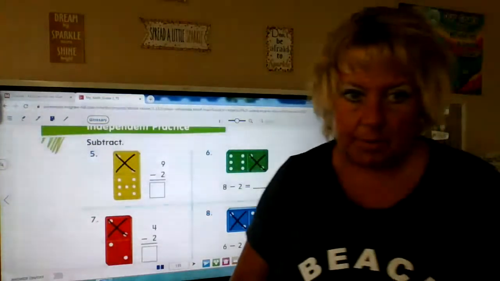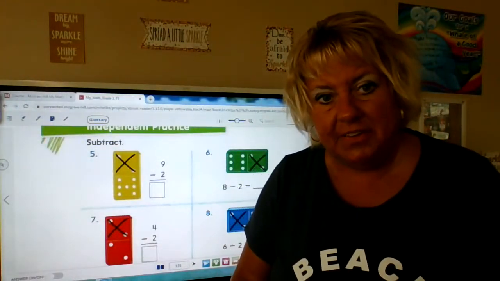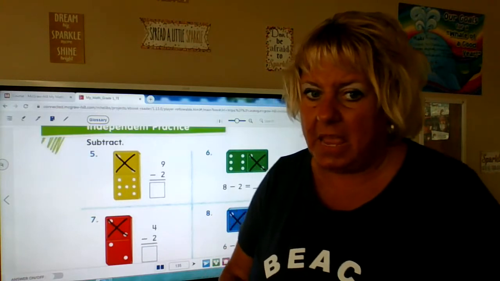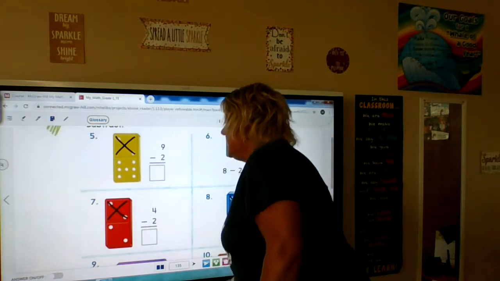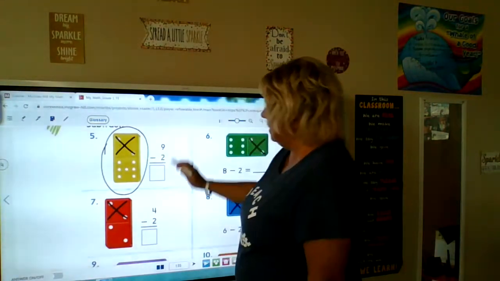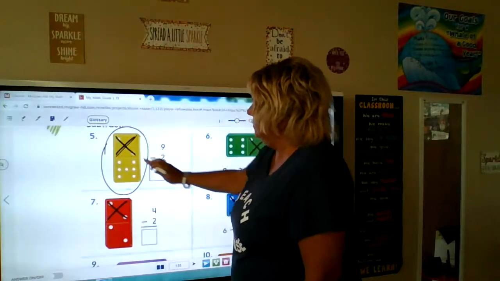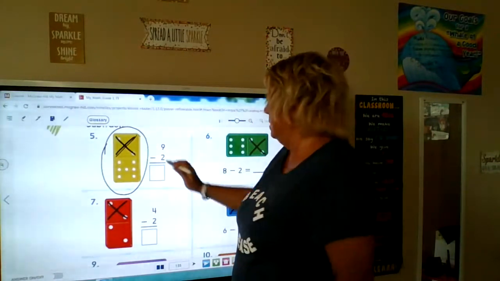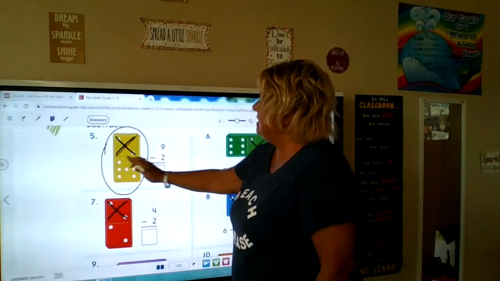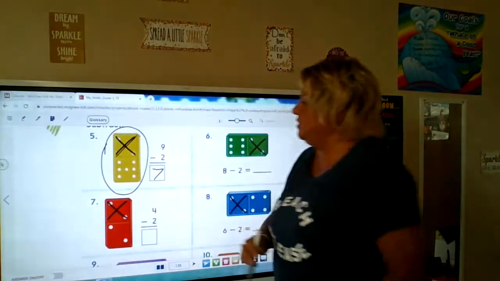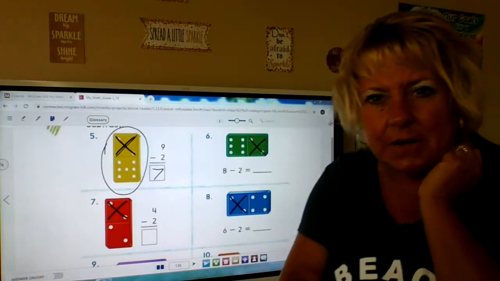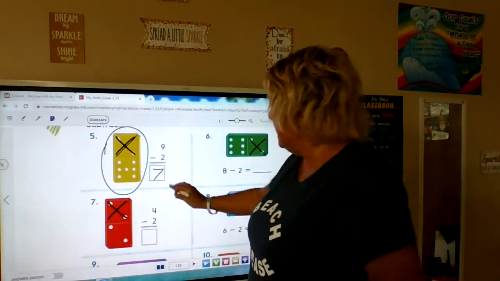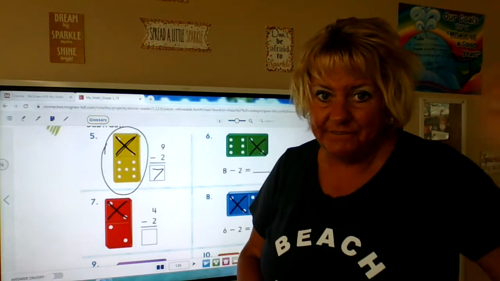This is your independent practice. So I'm going to do a few, and then you're going to do the rest of this page on your own. 9, we had 9 all together. We crossed off the part 2. What's the part that's left? If you count those right, there should be 7. How can I check my answer? Oh yeah, I can work back up and add. Is 7 plus 2 9?